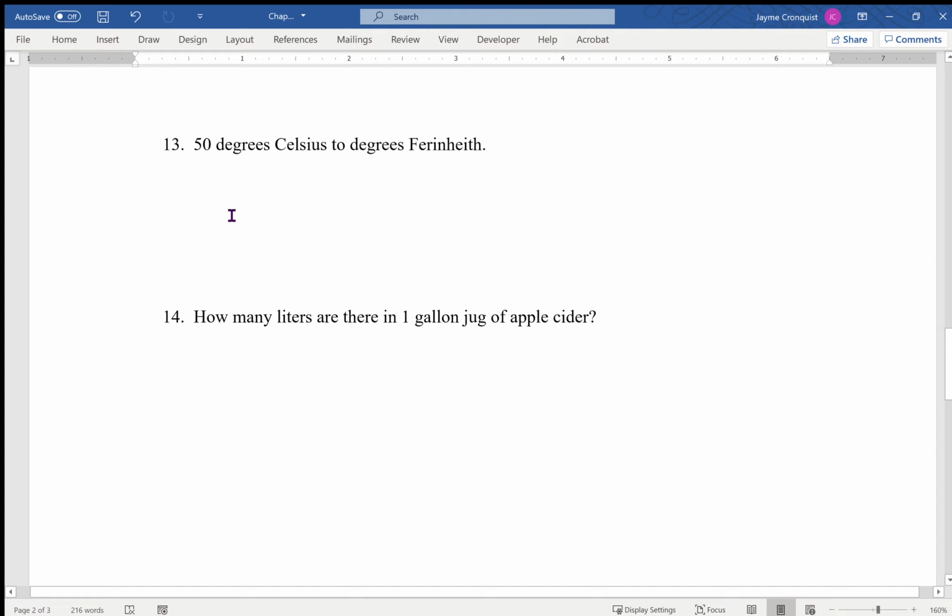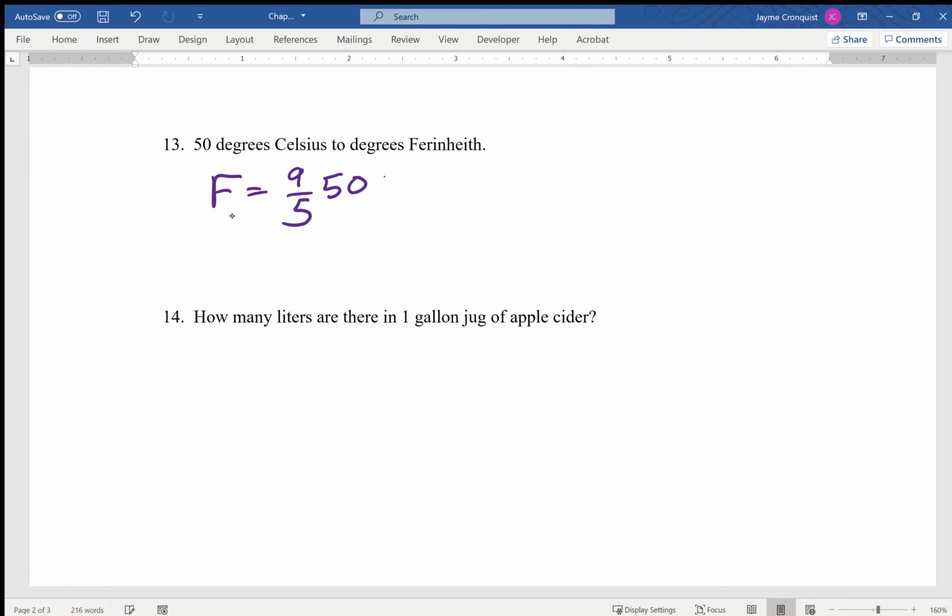50 degrees Celsius to Fahrenheit. So F is 9/5 of C, which in this case was 50, plus 32. Okay, so 50 is 5 times 10, so the 5s are going to cross off. That's going to leave me with 90 plus 32, which is 122. Okay, so 50 degrees Celsius is 122 degrees Fahrenheit.